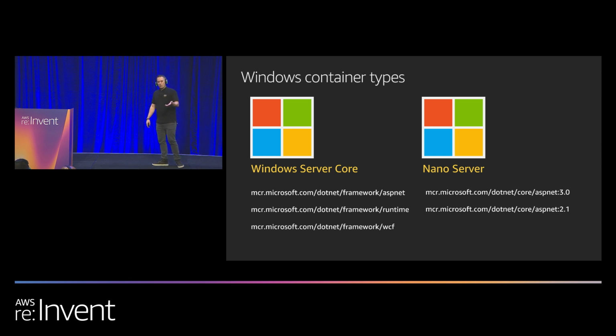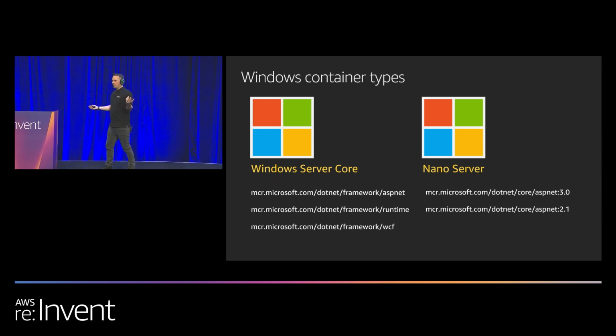So there's a Windows Server Core for ASP.NET. There's a Windows Server Core for WCF. There's a runtime. There's an SDK version. Maybe you need it in your build containers. There's lots of different types and different flavors that you'll need.